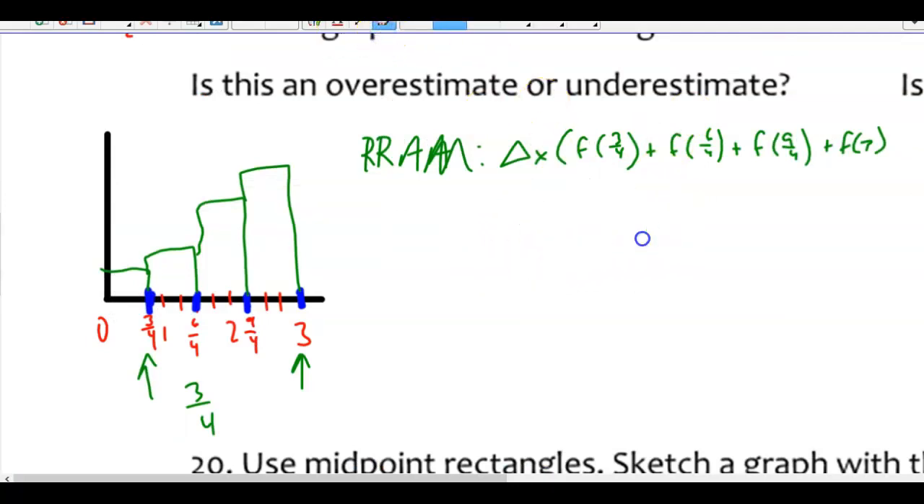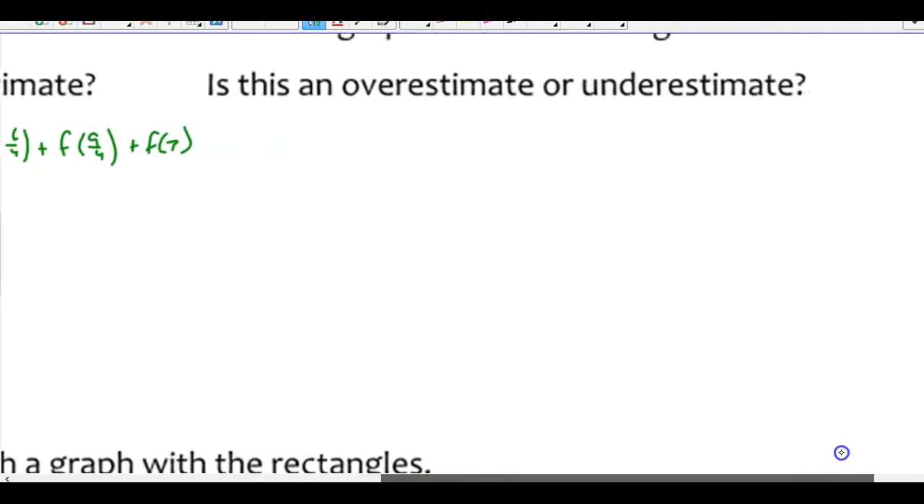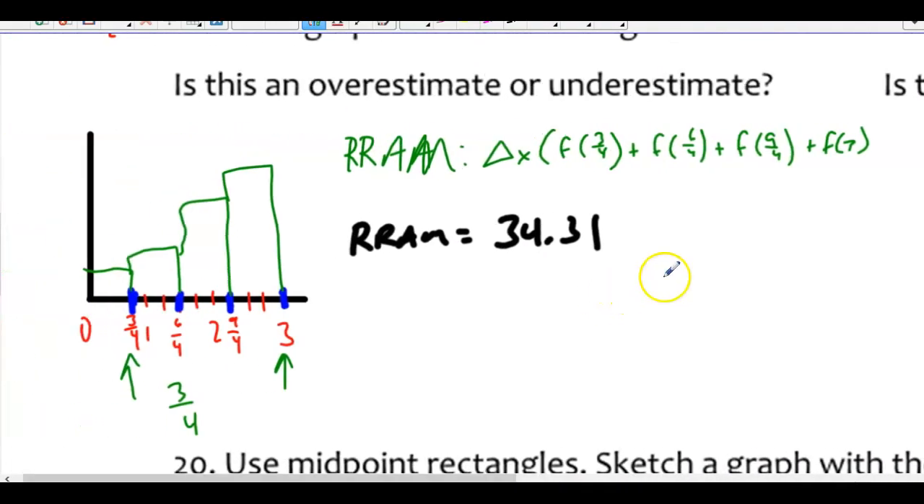So I'm not going to write that out. I'm just going to write it as the right Riemann sum, 34.31. I don't know yet if it's an over or underestimate. I have to actually find the actual area. Is it an over or under? Well, we're going to do it.